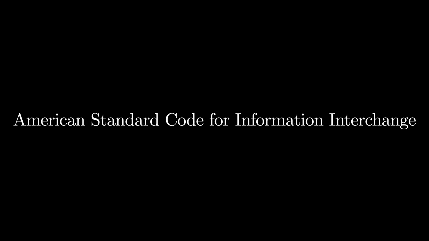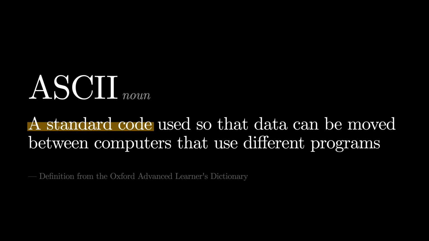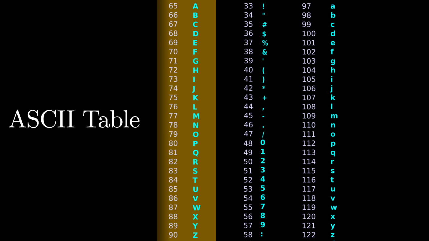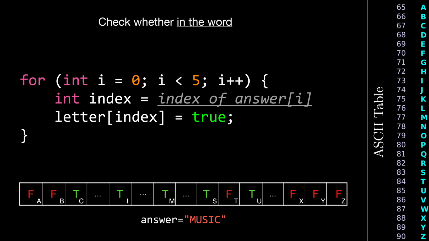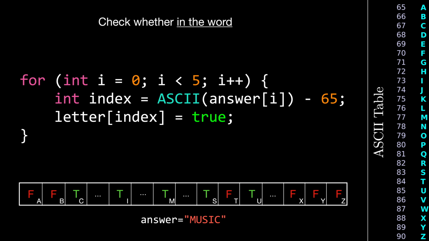This is where ASCII comes in. American Standard Code for Information Interchange, or ASCII, is a standard code that assigns a number to each character. For example, uppercase A to Z is 65 to 90, and lowercase is 97 to 122. Since Wordle typically uses uppercase letters, we'll focus on uppercase A to Z, which is 65 to 90. To map a letter to an array index, we subtract 65 from its ASCII value.